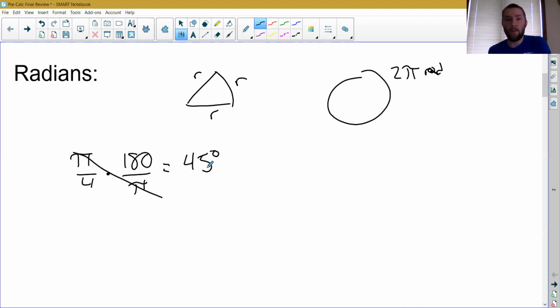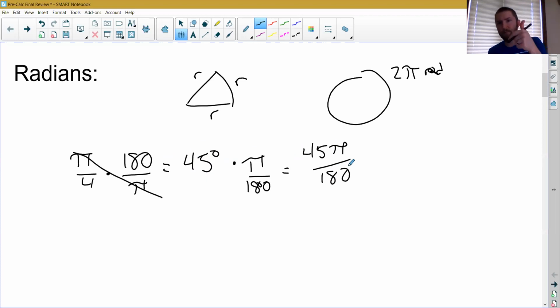And then going the other way, if we had 45 degrees, we want to multiply by pi over 180, right? And so then we get 45 pi over 180, and we can simplify that. So converting from radians to degrees and degrees to radians was one of the main things that we talked about.